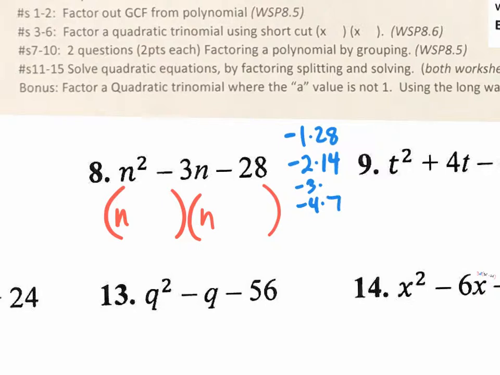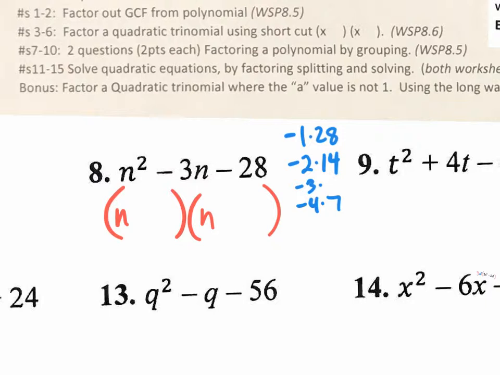So your list might be long. It might be short, depending on what this C value actually is. Now, once you have your list, you've got to think which of these pairs of numbers, if I were to combine them, gives me the B value, which happens to be negative 3. So if I combine negative 1 and 28, that'll give me 27. This is definitely not a B value of 27. If I combine negative 2 and 14, that gives me 12. This B value is definitely not 12. If I combine negative 4 and 7, that gives me what? 3. This B value is 3, but it's a negative 3.